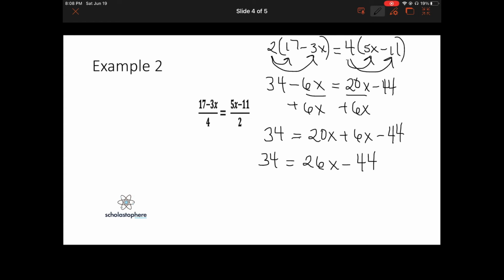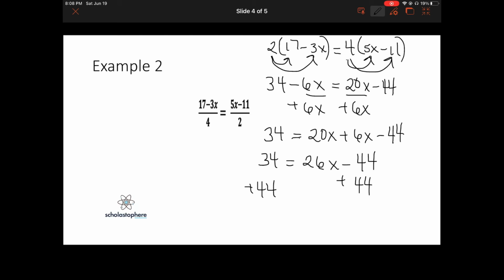Now we need to combine the constants because the ultimate goal is to isolate x so that we can solve for x. So in this case, let's go ahead and move the negative 44 to the other side of the equal sign. We're doing that because we want to get the x by itself. Nothing besides x should be on that side of the equal sign. So we need to add 44 to both sides.